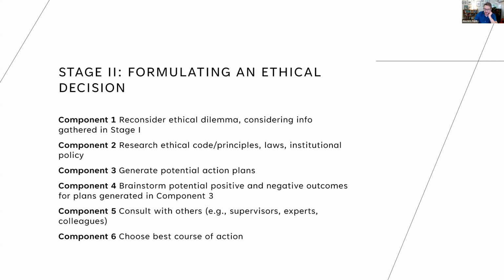Component four, brainstorm potential positive and negative outcomes for each of these plans. So maybe making a pros and cons list, just thinking through, if I were to do action plan A, what's going to be the positive and negative outcomes.